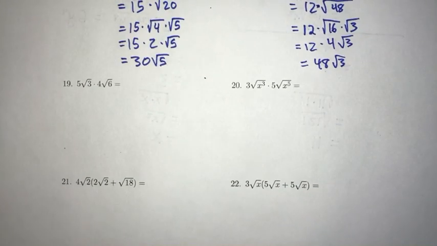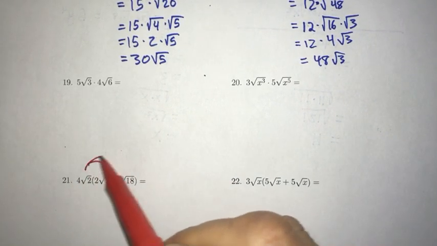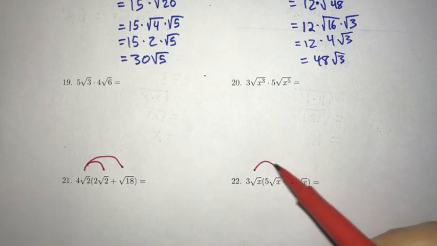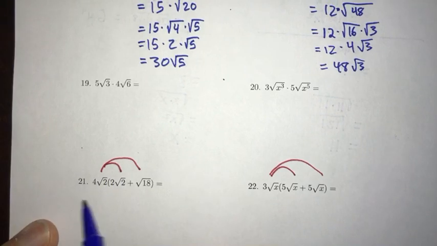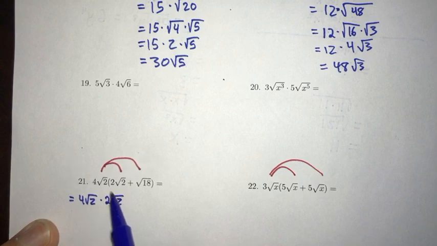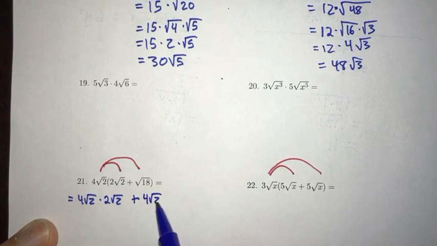Now these ones here, you'll notice that we got a number on the outside of parentheses. We know that whenever we do this, we want to multiply these together, right? Distributing here, I'm going to write it out a little bit. This becomes 4 root 2 times 2 root 2, right? I should multiply this to this, plus I'm going to multiply the 4 root 2 times the square root of 18 also.